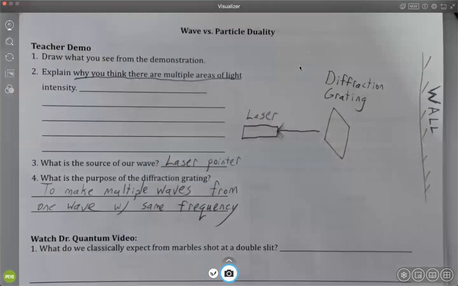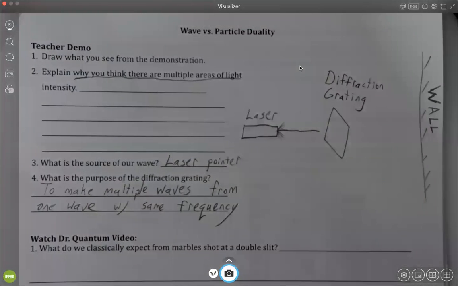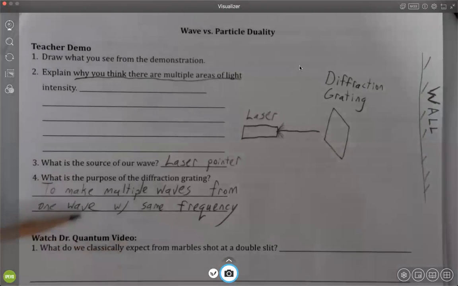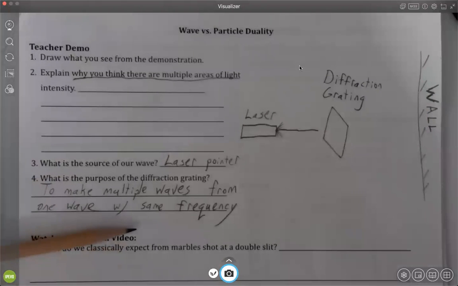We've looked a little bit into what frequency is. That's really what we've been focusing on. That's the number of times per second, the oscillations per second. So we have an idea that if a wave has the same frequency as another wave, then they're pretty much the same color. Or if it's sound, it's the same pitch. So we're making multiple waves from one wave with the same frequency. That's really the point of this.